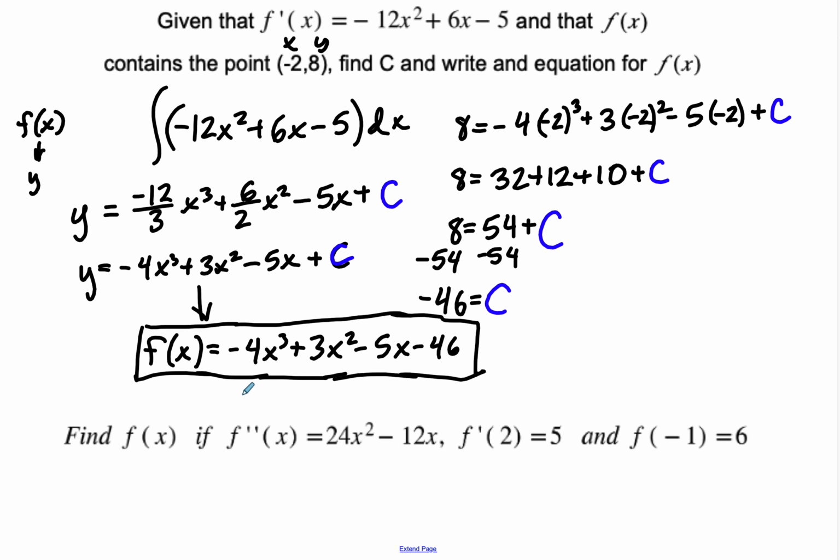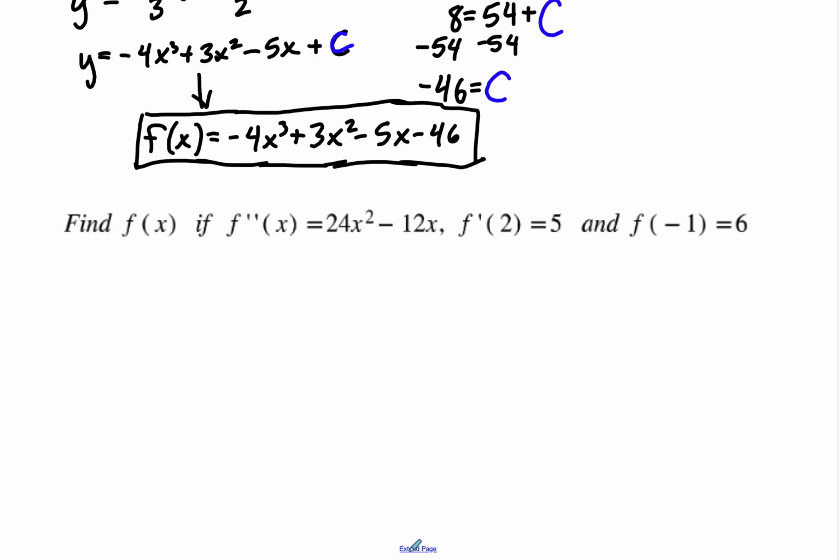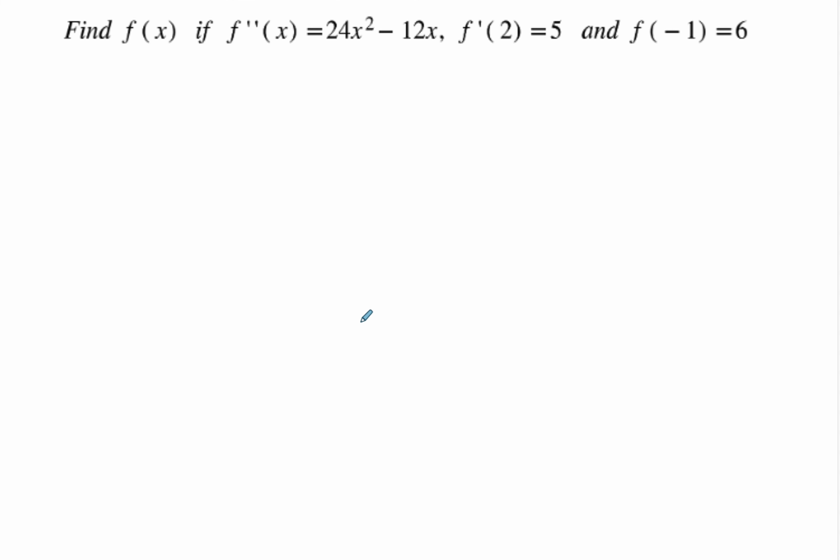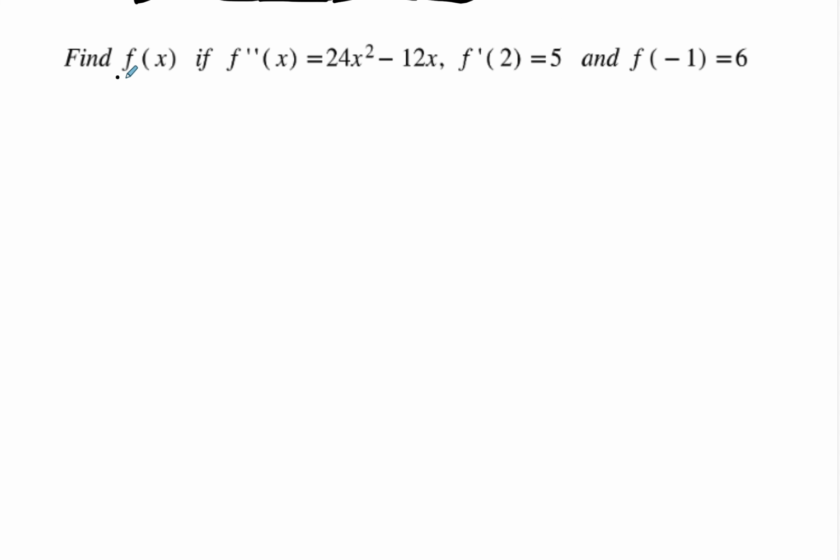Okay, let's look at one more here. So we're going to look at one more that takes it one more level, right? So if you notice here, it says find f of x if given f double prime of x, meaning the second derivative. And then we have two systems of coordinate points to help us find c twice. So remember, this is just x and y. That's in our first derivative.